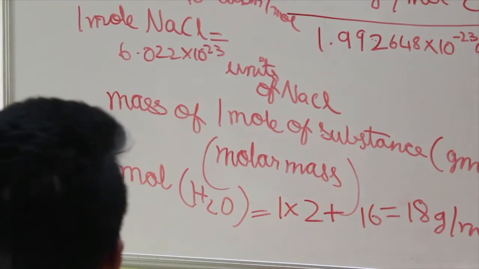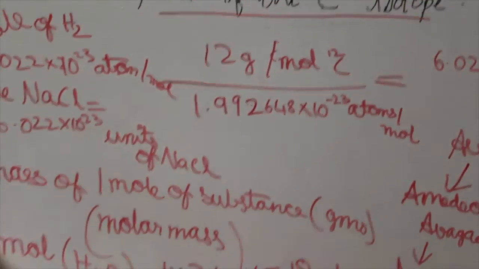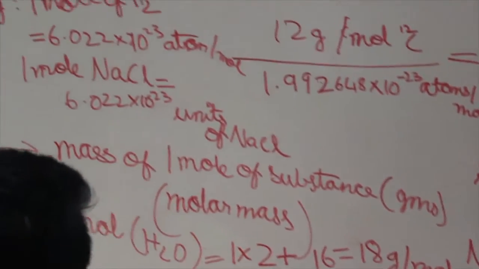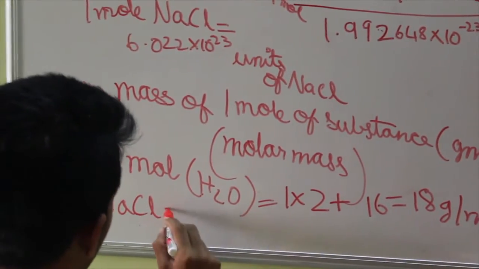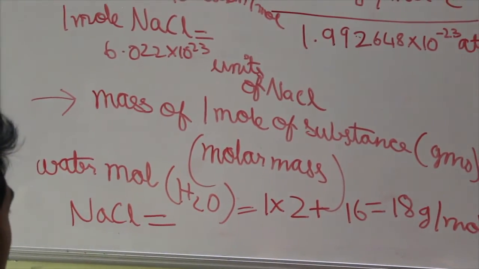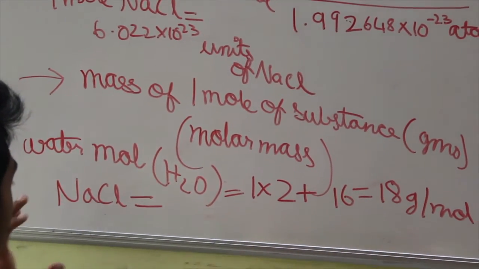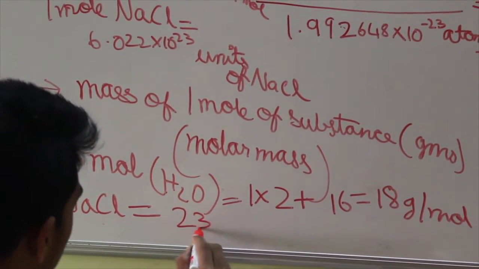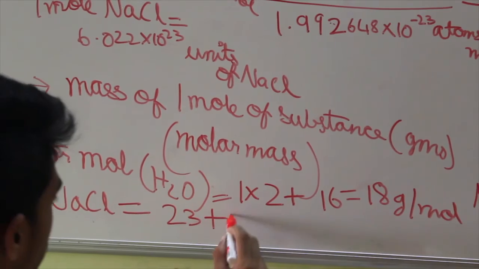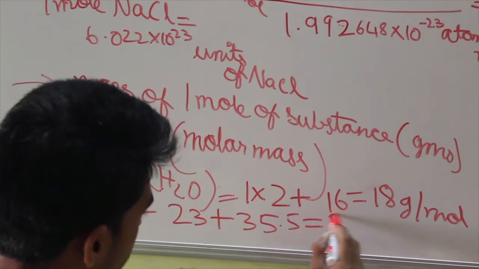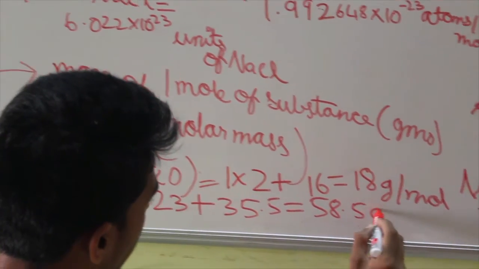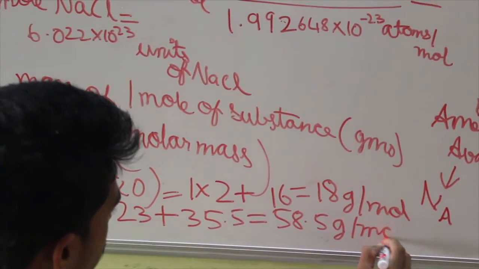Again, taking another example, sodium chloride. We take the atomic mass of sodium, that is 23, plus chlorine 35.5, we get it as 58.5 grams per mole.